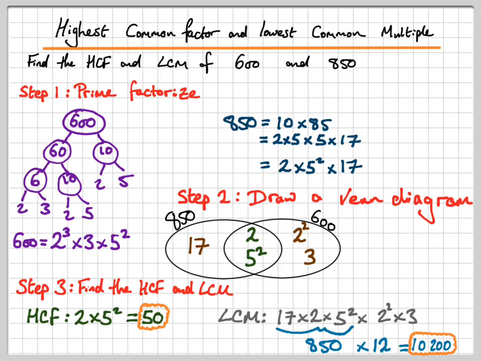We notice that the 17 times 2 times 5 squared in fact is 850. So I can write that down straight away, 850, you can see in blue at the bottom, and all that's left to do is to multiply this by the 2 squared times 3, which is 12, and if you perform that calculation, you'll get 10,200. So 10,200 contains all of the factors for 850, and it contains all of the factors for 600. And so we're done.